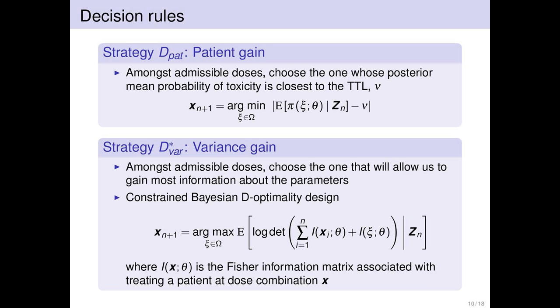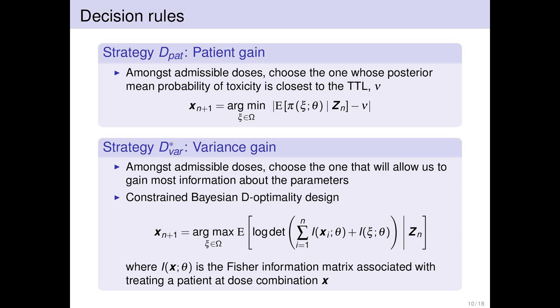So given a set of possible admissible doses for our next cohort, we now want to choose amongst them. So we need to specify a decision rule. And the most popular decision rule in phase 1 trials is a patient gain rule. That is, we want to choose the next dose whose probability of toxicity is closest to what our target toxicity level is. So we've got some target toxicity level chosen a priori at the beginning of the trial. This may be, for example, a 30% probability of DLT. And amongst those admissible doses, we want to choose the next dose to be one whose toxicity is closest to the TTL. And that's basically what this formula says here.